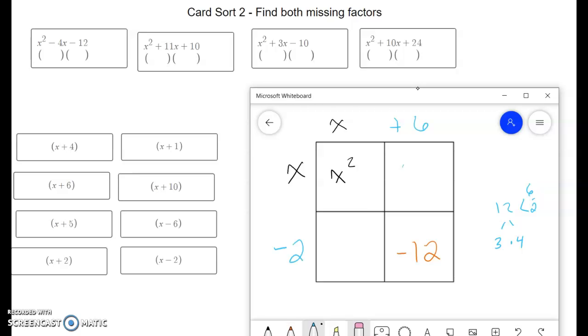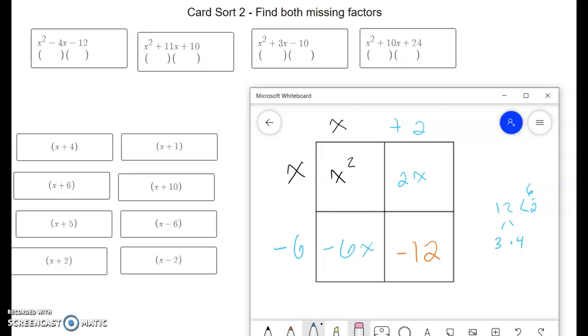So I'd get 6x here and I'd get a negative 2x. Well, 6 minus 2 would give me a positive 4, not a negative 4. So let's try switching these. Let's try making this one positive and this one negative. So let's do negative 6 and 2. Well, if I owe you $6 and I take away 2, I owe you $4.